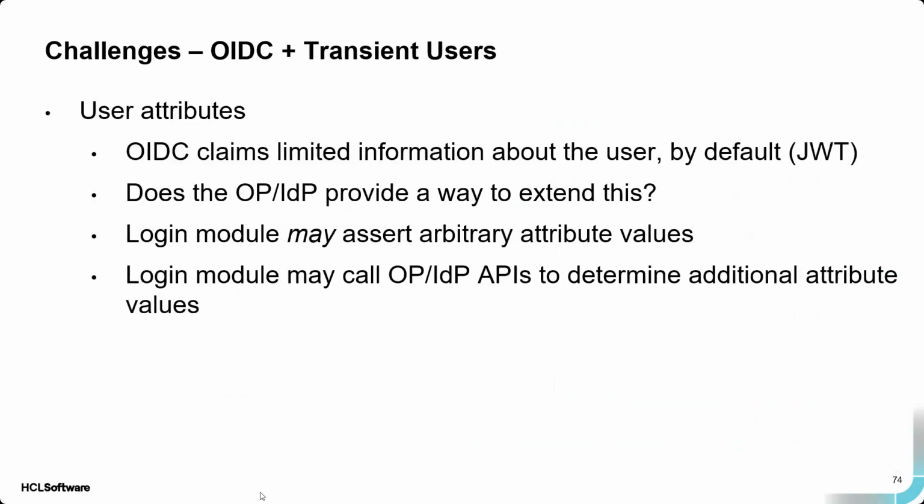Does the identity provider give you a way to extend what is in the JSON web token that you can just read when he comes in your login module? Are you going to implement logic in your login module to assert some arbitrary attribute values?